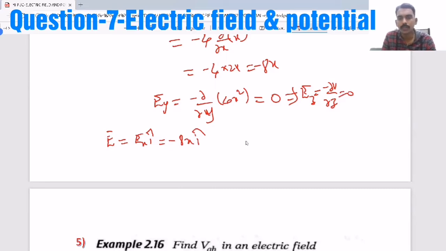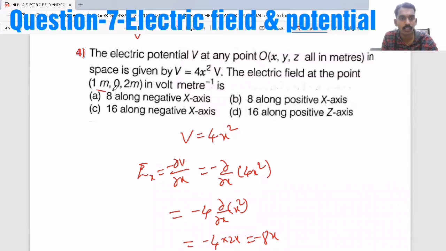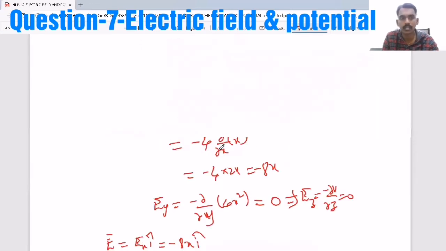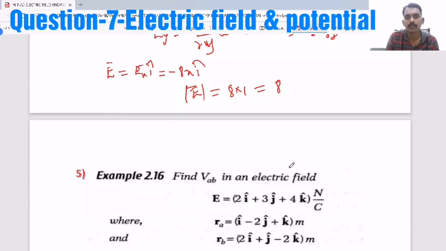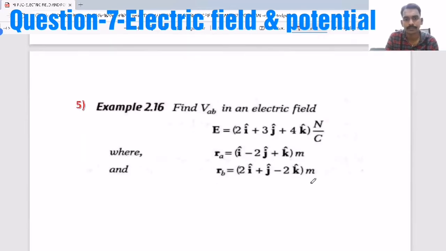This is the electric field. Sometimes they will also mention the point at which you have to find the electric field. That means they will give the coordinates x, y, z values, like in the given question, x is 1, y is 0, z is 2. Anyhow, here y and z are not needed, only x value 1. If you substitute that x value, the magnitude will become 8 into 1, that is 8, because the magnitude of i cap is 1. So this way you can find the electric field from the given potential.